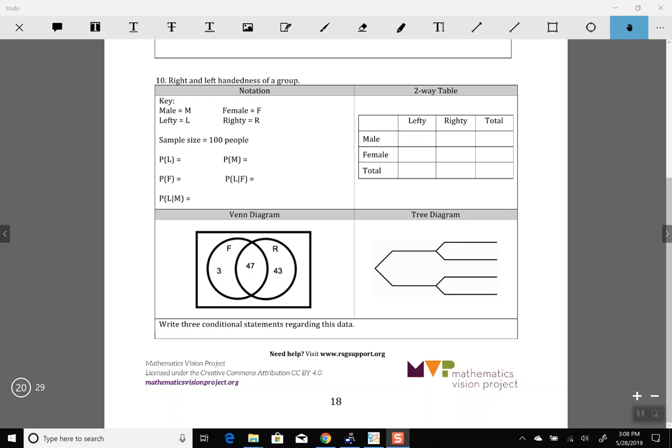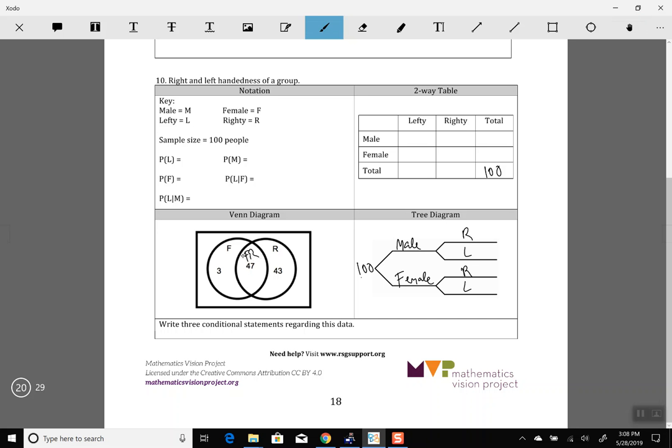All right, so we're told the sample size is 100 people, so that means the total must be 100. I know there are males and females, and then there are righties and lefties. So if I look at this Venn diagram, the overlap of female and righty must be females who are righties.